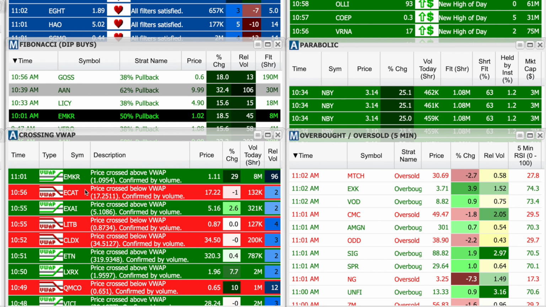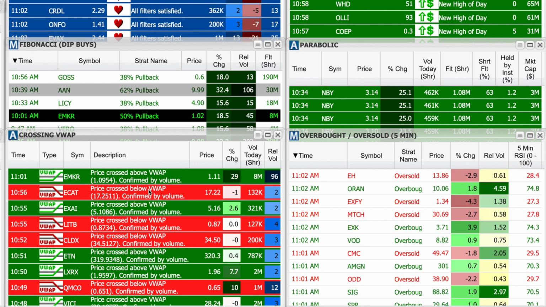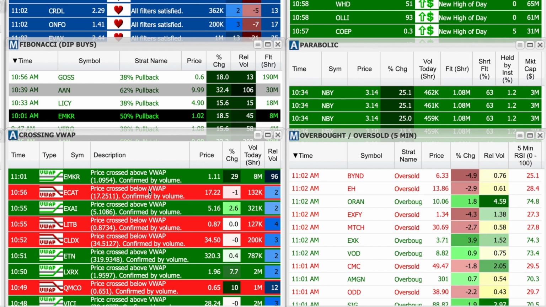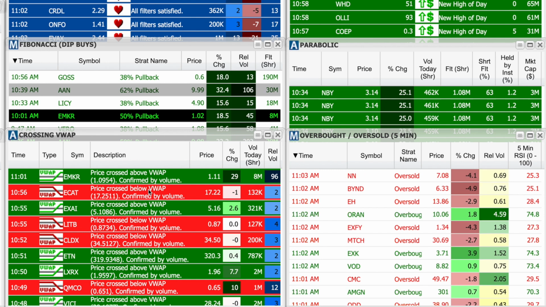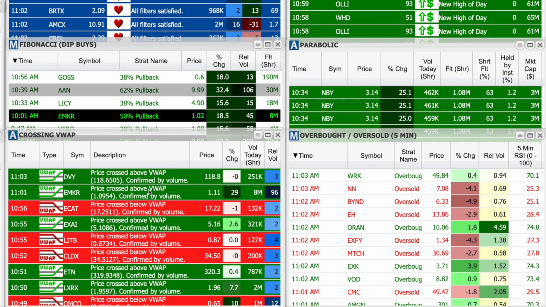Okay, and the last one here is going to be the crossing VWAP scanner. This is going to notify us when a stock is crossing either above the VWAP or below the VWAP. And the way that I use this scanner is I will mostly pay attention to this a little bit later in the morning. So the market opens here at 9:30 a.m. Anywhere from about 10:30 a.m. to 11:30 a.m. I might be paying close attention to this crossing VWAP scanner.